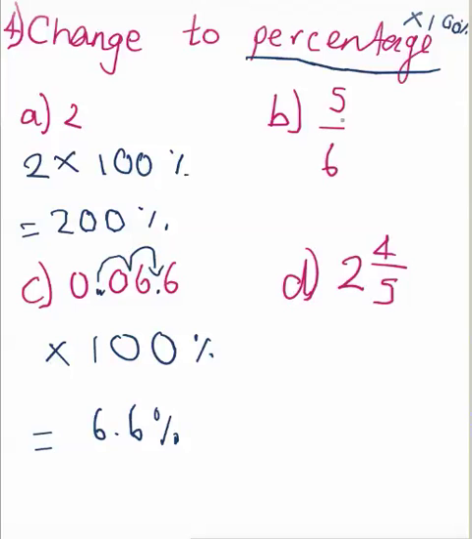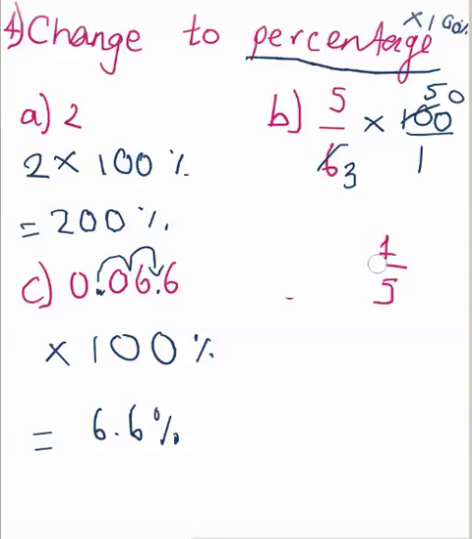Next one, we'll do B. I've got 5 over 6. Now, all I've got to do is times it by 100. I know that 100 is over 1, and I'll add the percentage symbol later. Simplify before we multiply. I can divide 6 by 2, which is 3. 100 divided by 2 is 50. Nothing else I can really do. I'll just rub this question off quickly so I have more room, and I'll write it up later.